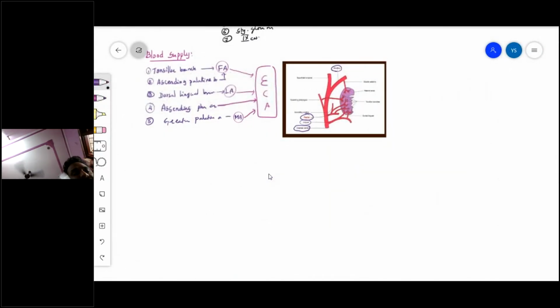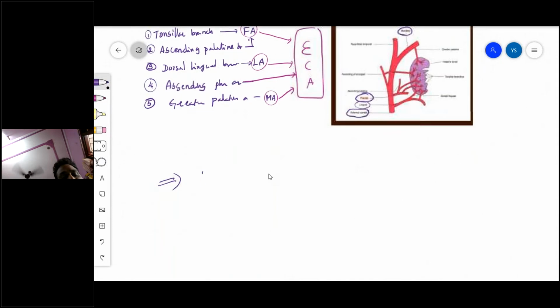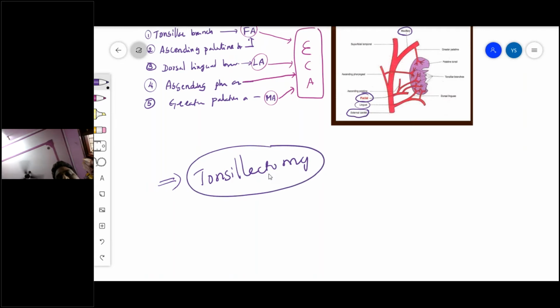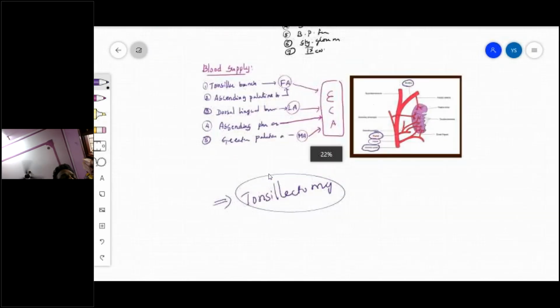Clinical anatomy: commonly the palatine tonsil is infected in children or enlarges. In those conditions, sometimes we have to remove the palatine tonsil. That process is called tonsillectomy. That is very important. So this is about the palatine tonsil.